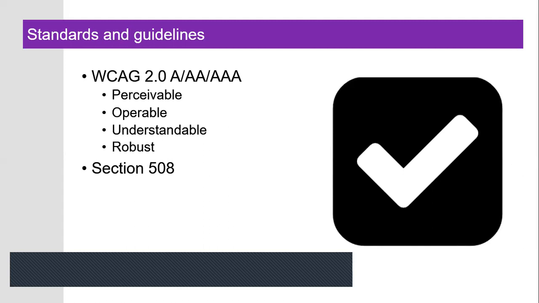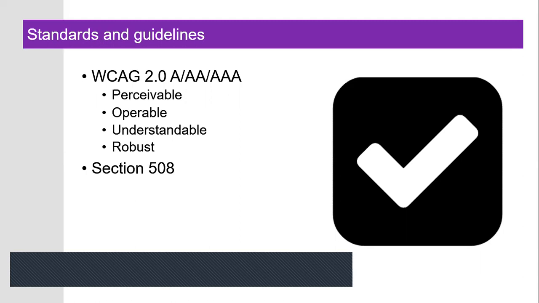WCAG 2.0 consists of three priority levels that act as an industry standard, with A being the minimum level of conformance and AAA being the level of conformance that ensures access to the greatest number of people. So if your content meets A level, it's accessible to many. If it meets AAA level, it's accessible to most. AA is somewhere in between.